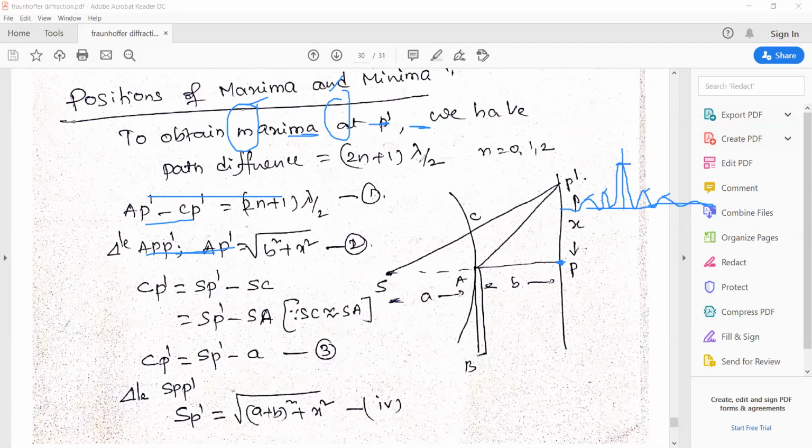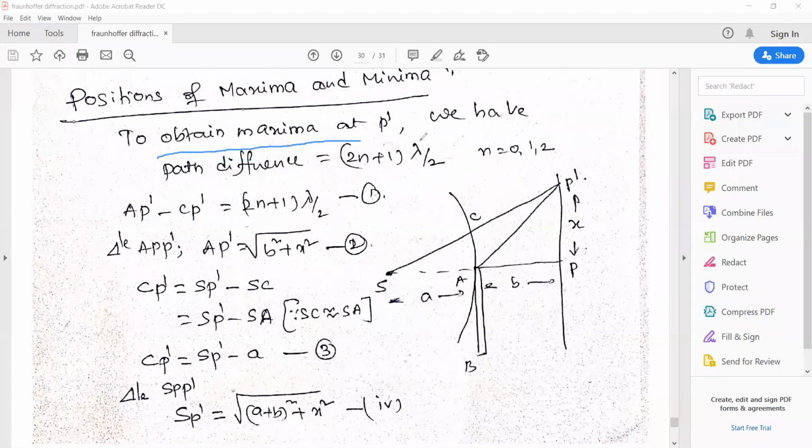So to obtain the maxima at point P dash, we know the condition that in a diffraction pattern the path difference is equal to (2n+1) lambda by 2. Then you will get a maxima condition. Always remember, if the path difference is equal to (2n+1) lambda by 2, you will get a maxima. If you want to get the minima, the path difference must be equal to n lambda. You just remember those 2 points. If the path difference is equal to n lambda, you will get minima. That I will also discuss later.